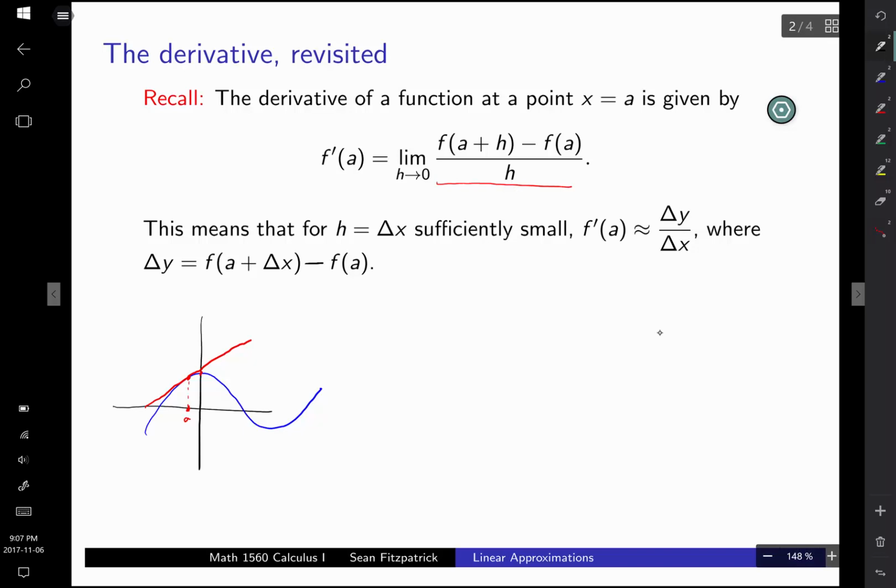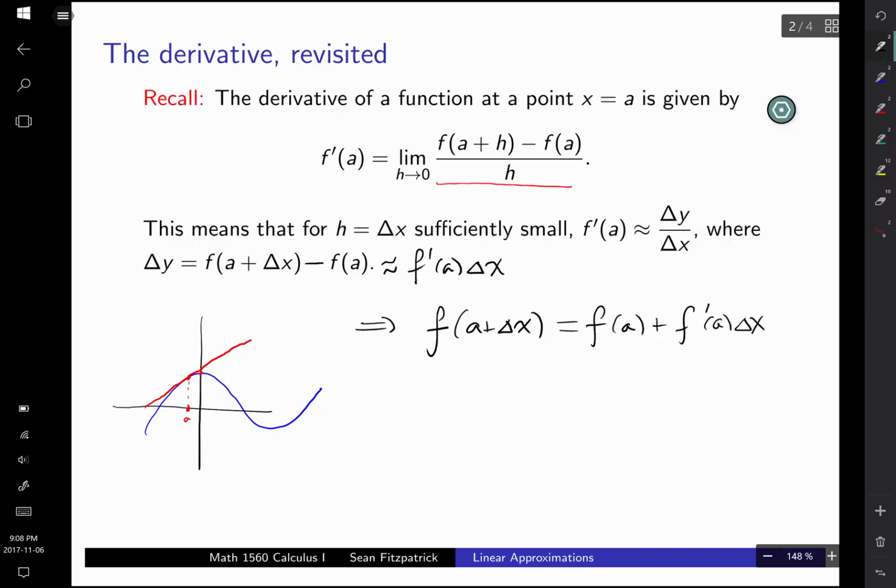And so if you multiply both sides of this equation by delta x, then we see that f of a plus delta x minus f of a is approximately f prime of a times delta x. Okay, so in other words, f of a plus delta x is approximately equal to f of a plus f prime of a times delta x.